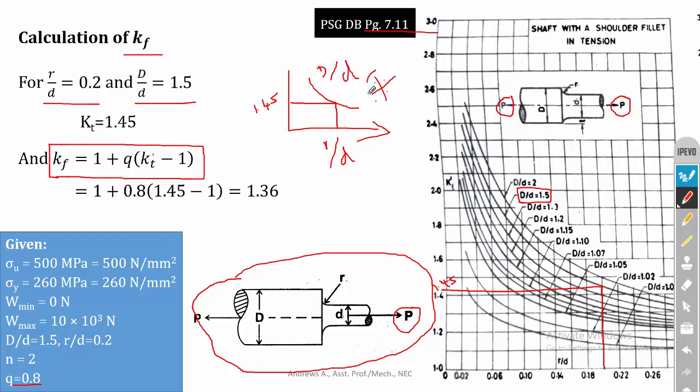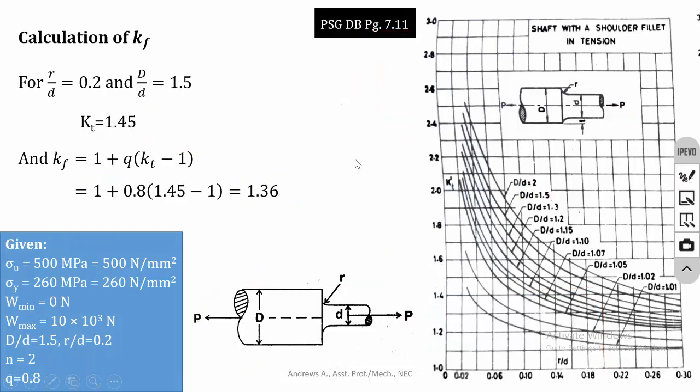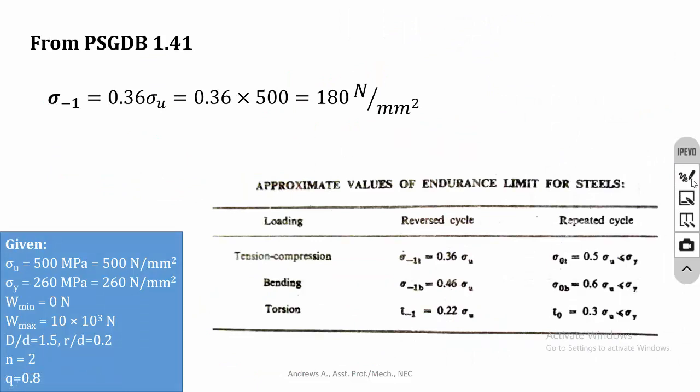Okay, fine. So we have calculated the value for Kt, and in the problem the q value is given, so we can substitute the value of Kt and q. So that is 1 plus q is 0.8 and Kt is 1.45. So if you solve this equation, finally you will get Kf is equal to 1.36. So this Kf should be substituted in the Soderberg equation. So you should not directly substitute the Kt value. You have to calculate the Kf value from the Kt and we have to substitute it. Now we have calculated sigma m, sigma a and the Kt value.